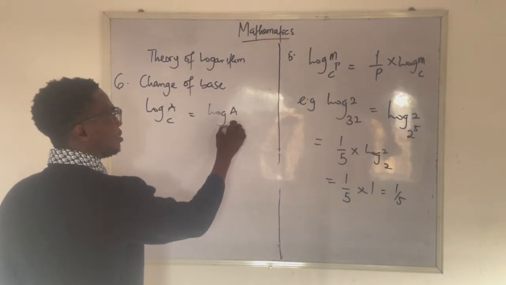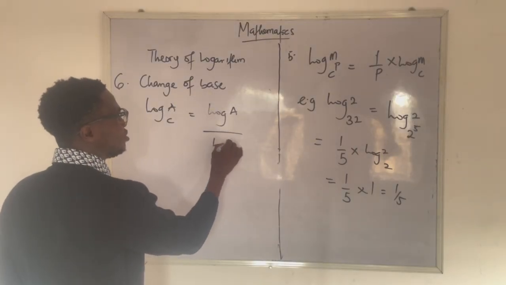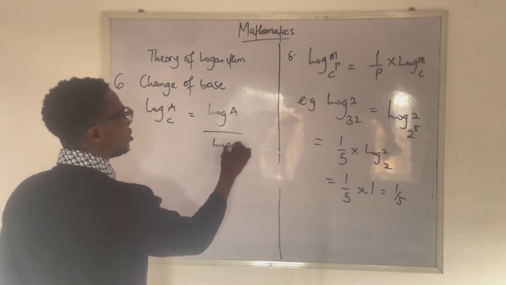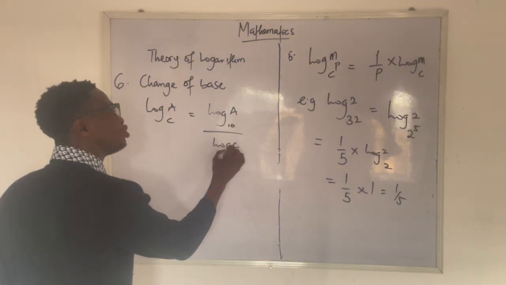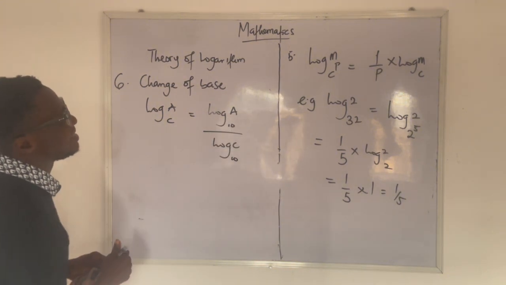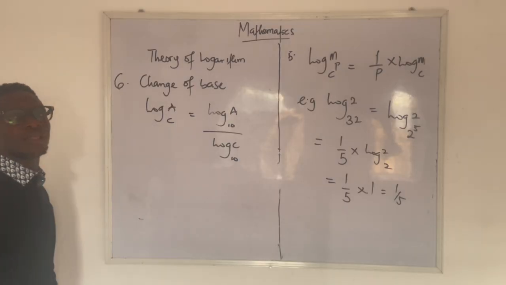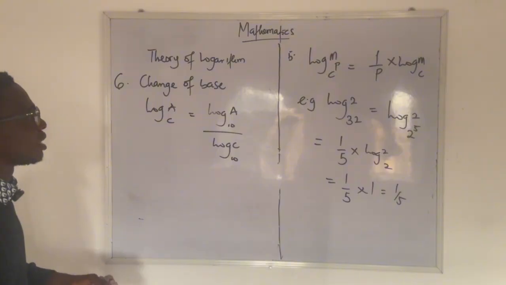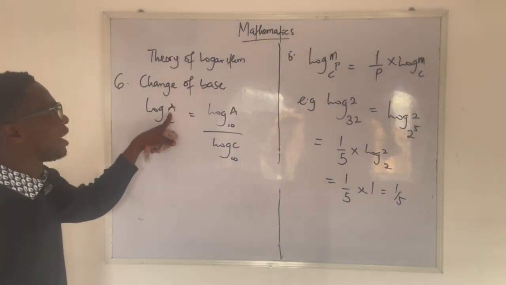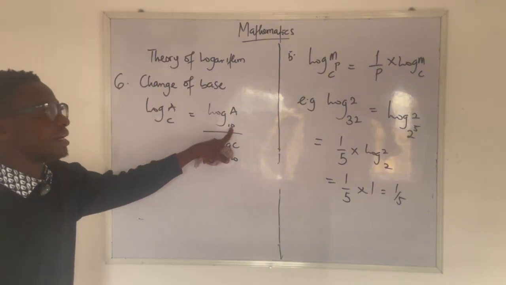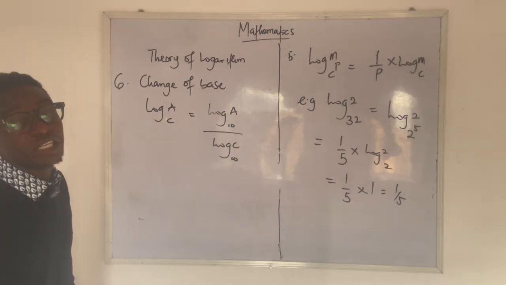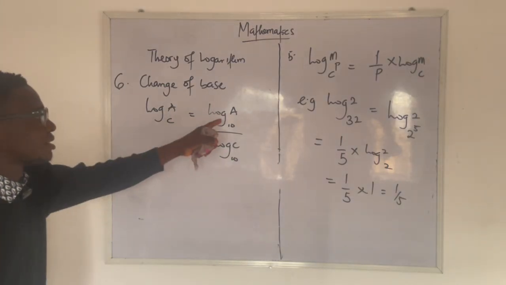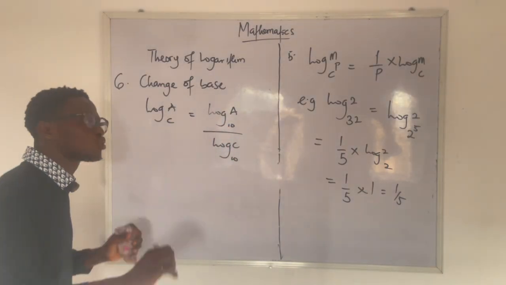So now log A is split, divided by log C. What I simply introduce here is the natural log. That is splitting log A, attaching the natural log, splitting log C, or to base 10: log A to base 10 over log C to base 10.